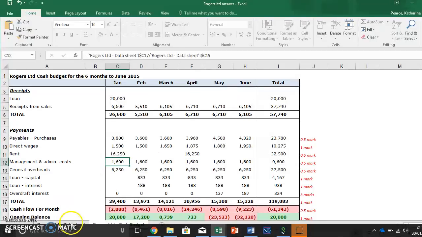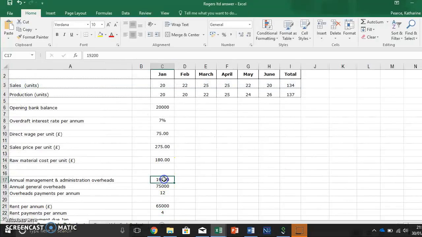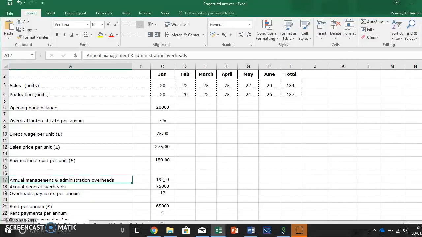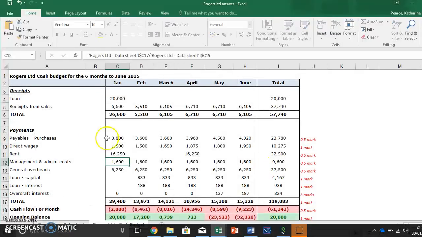Your management costs and your general overheads, in this question we give you an annual amount and you'd have to divide it by 12 to get the monthly amount. Just be careful in here if we include depreciation. So if we say these figures include depreciation and then we tell you what the depreciation amount is, you would have to deduct the depreciation before you bring it into your cash budget, because remember, depreciation is an accounting adjustment, it's not a cash flow, so it doesn't appear in your cash budget, so just be careful on that.